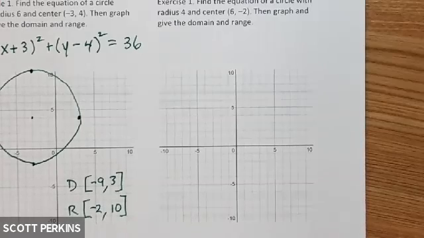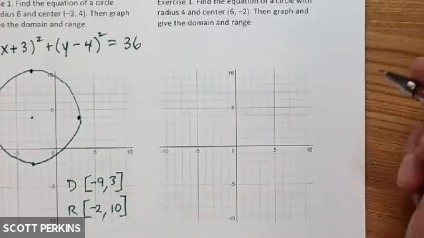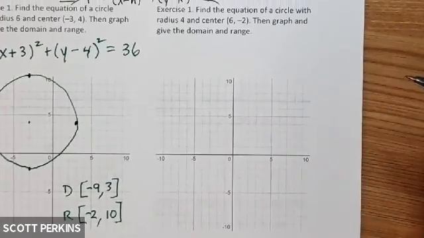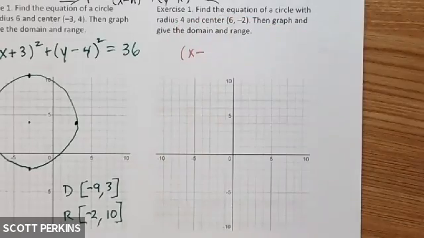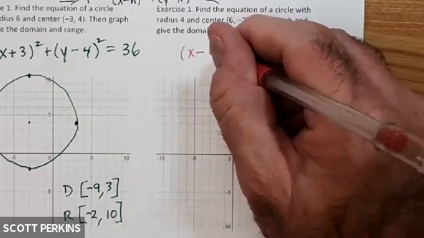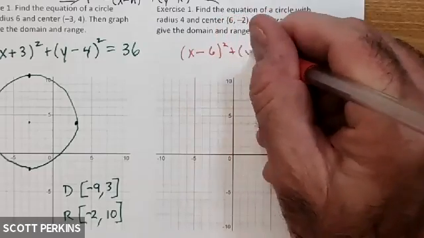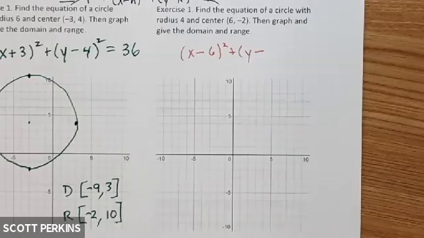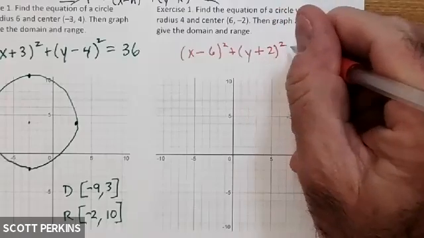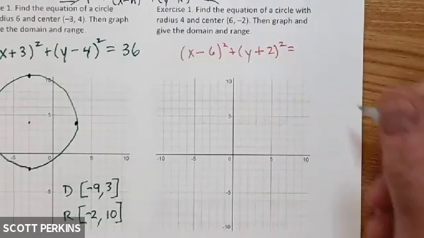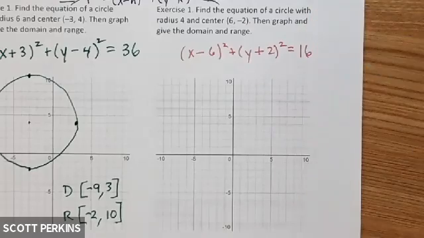All right, let's see how you did on this first one. So my center radius form of the circle goes like this. I've got x minus, what's the x coordinate of the center? 6 squared plus y minus, what's the y coordinate of the center? So y minus -2 becomes y plus 2. And then the radius on this one is 4. 4 squared becomes 16. There's the equation.